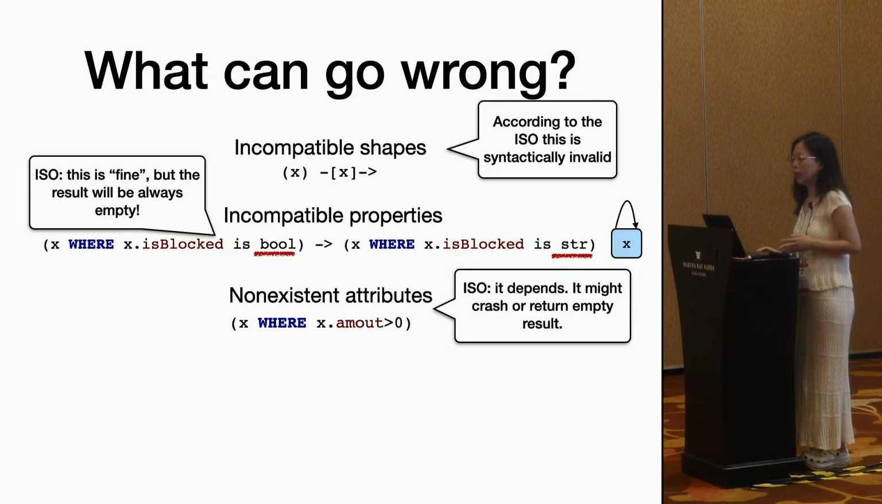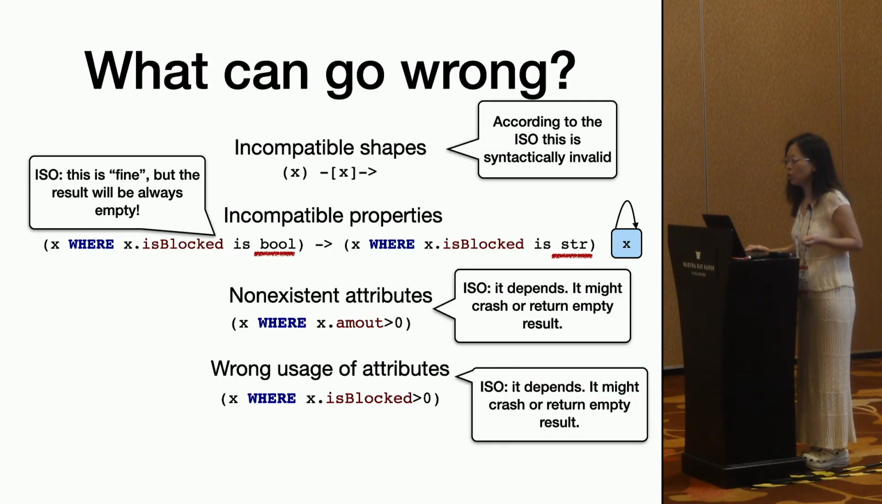Also, you can have non-existent attributes. This query gives us empty, and the problem was that we have a typo in the attribute. But the ISO doesn't say exactly what we should do in this case. Sometimes it says you can crash or return empty. But it definitely depends on the schema. If we have this amount in a schema, then we will have a result.